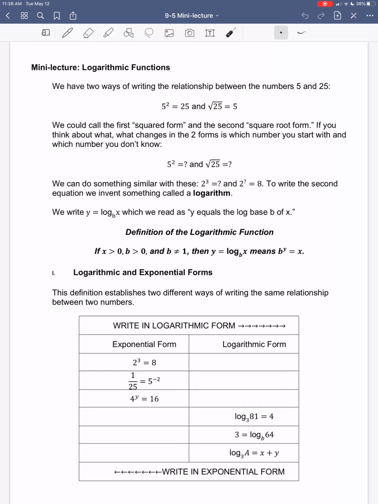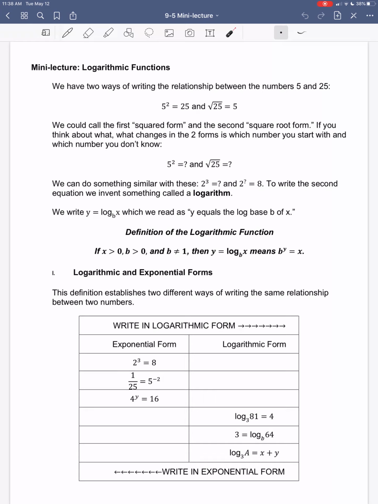If you really think about it, what changes between these two forms is which number you start with and which number you don't know. If I have 5 squared equals what, that's sort of squared form, right? And we can answer that. We could put other numbers instead of 5 in here, right? 7 squared is 49. 10 squared is 100. This other question says, well, what if you start with the result of the squaring? What would you have had to start with to do it the other way? What is the square root of 25? What is the square root of 49? What is the square root of 100? So which number is given and which number is requested changes between these.